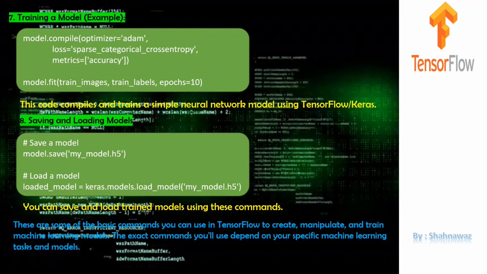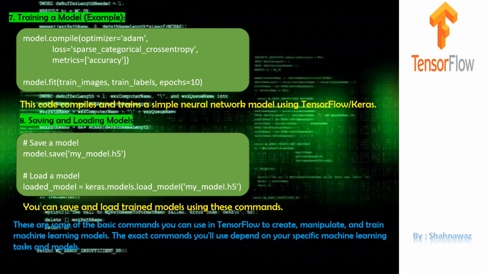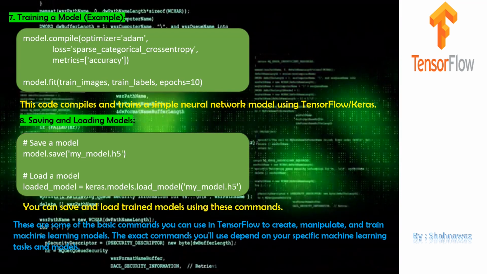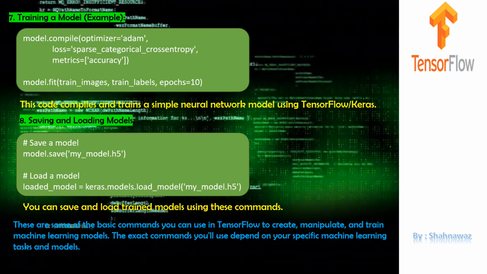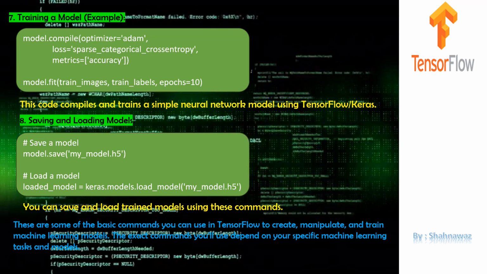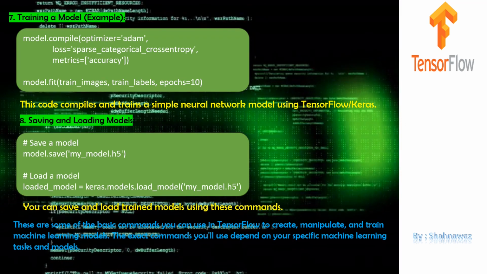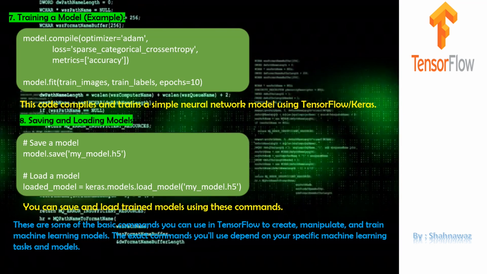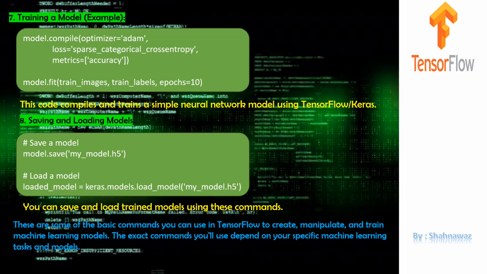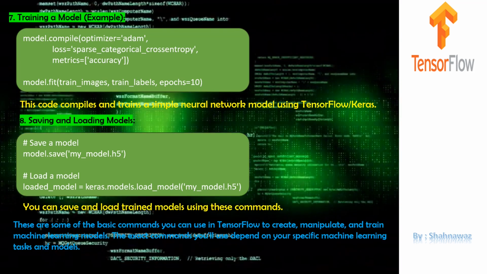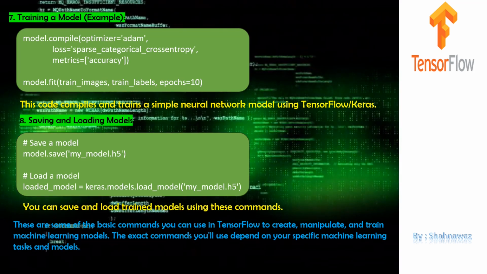7. Training a model, example. Command is model.compile, optimizer equals adam, loss equals sparse_categorical_crossentropy, metrics equals accuracy. model.fit, train_images, train_labels, epochs equals 10. This code compiles and trains a simple neural network model using TensorFlow/Keras.